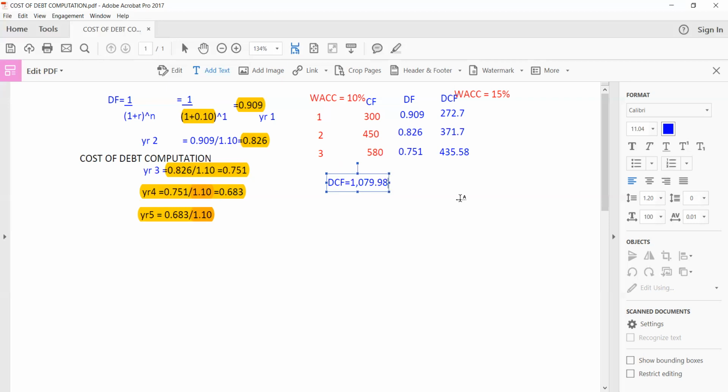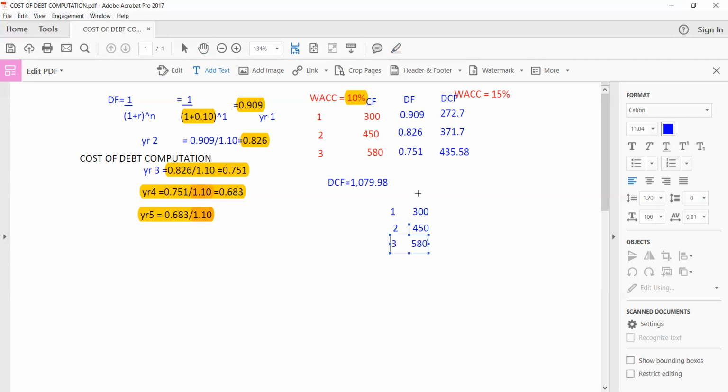Now, what are we trying to do? We are trying to prove whether an increase in WACC will have a negative impact on cash flows. So we assumed a WACC of 10%, we have discounted using the 10%, and we have got a total discounted cash flow of 1079.98. This time around, we are going to use 15% as a discount rate to discount these cash flows. Then we will see the impact. So still year 1, we are having 300 as a cash inflow. Year 2, we are having 450 as a cash inflow. Year 3, we are having 580.